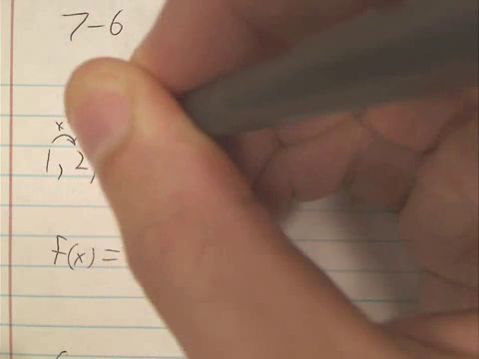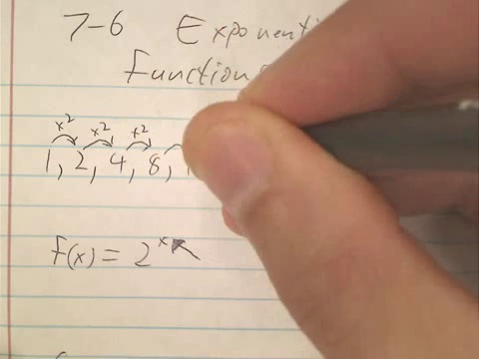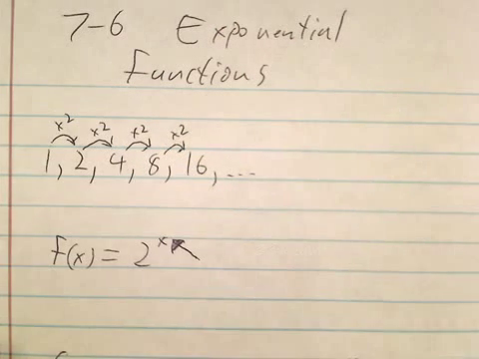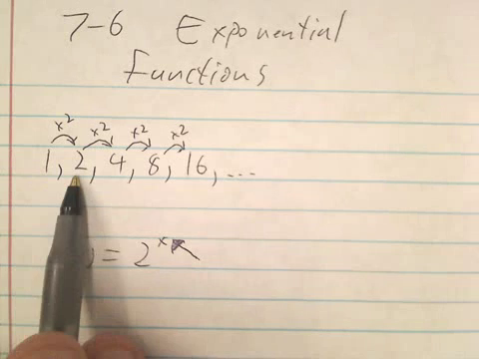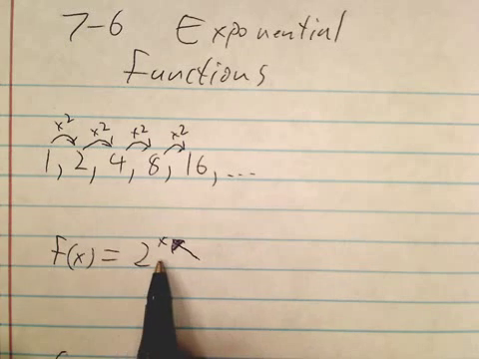So that's times 2, that's times 2, that's times 2, that's times 2. So that is an exponential function because it is multiplied by the same number each time. So you're looking for a multiplication by the same number each time for it to be an exponential function. If it's function notation, you look for the x up there.